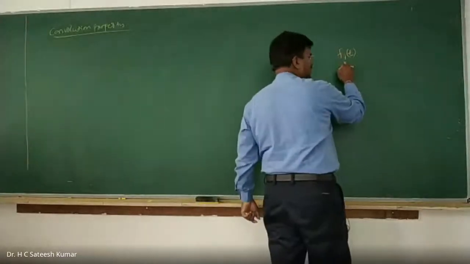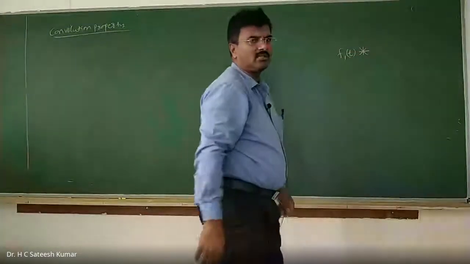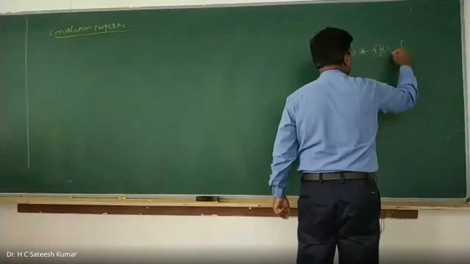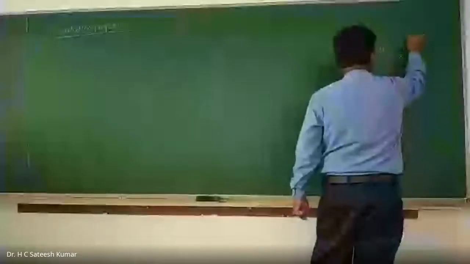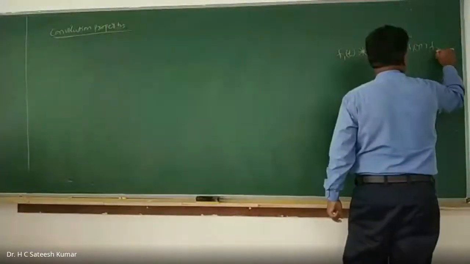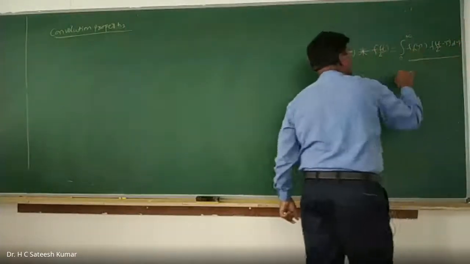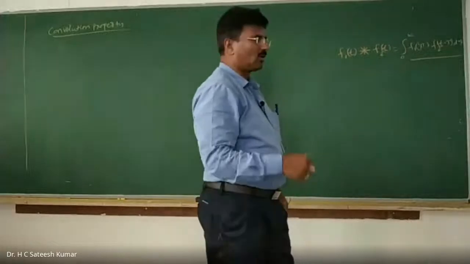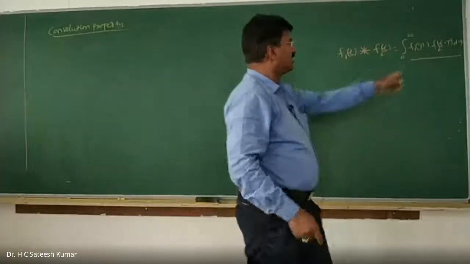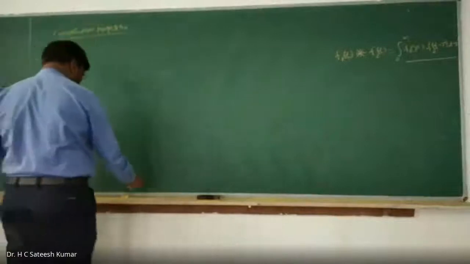Let us say we have a function f1 of t. The convolution is represented by the notation f1 of t star f2 of t, which is equal to integration from 0 to infinity f1 of tau into f2 of t minus tau d tau. So this is the definition, where tau is the tau axis and t is the shift on the tau axis. Okay. Anyhow, those things you will understand in the later stages.